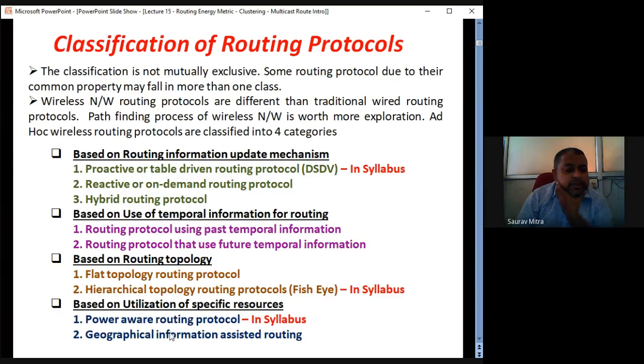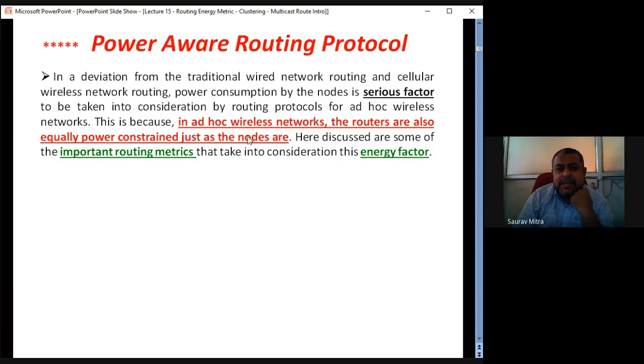Then today we are going to do the power aware routing protocol, which is based on the utilization of specific resources. There are mainly 2 resources in any ad hoc network. The first one is bandwidth, the second one is energy or power. So how you are saving the power during the routing protocol, or node power during the routing protocol, is explained in power aware routing protocol. Here I have already given you the introduction to the power aware routing protocol.